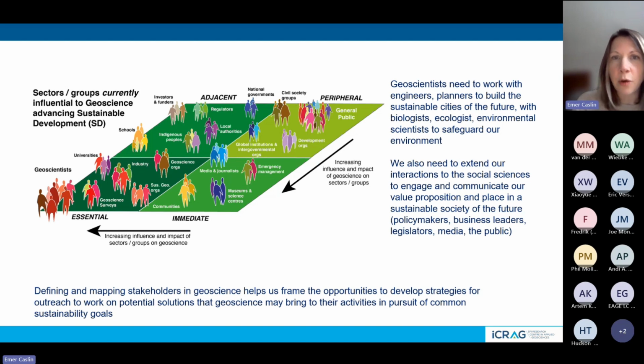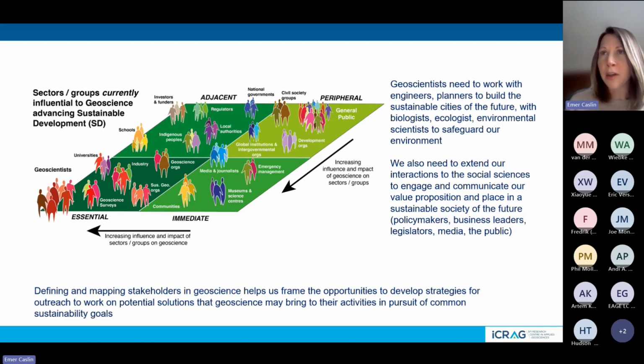So we look at essential stakeholders, those of high influence as well. We look at immediate stakeholders, less influence there, with an interest in geoscience and its application. And also we look at adjacent and peripheral stakeholders, and we divided up the public, because people talk about the public all the time, and the public is actually a lot more broken down and siloed than just one particular public. So geoscientists really need to work both with engineers and planners to build sustainable cities of the future.